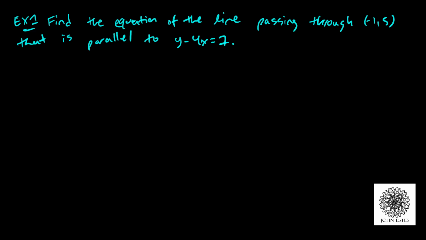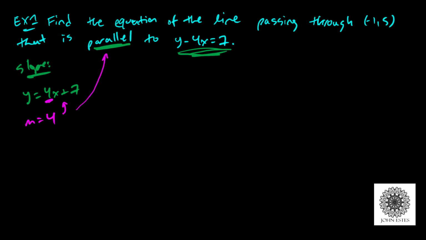The first thing we need to do here is notice it says parallel. So I know that the slope of whatever my line is going to be is the same as the slope of this line. But I don't know the slope of that line. So first let's figure out the slope. The way I'm going to do this is by putting this line into slope-intercept form. So that means I solve for y, so I get y equals 4x plus 7, and there's our first clue. The slope is 4 of this line, but since my line's parallel, they have the same slope.